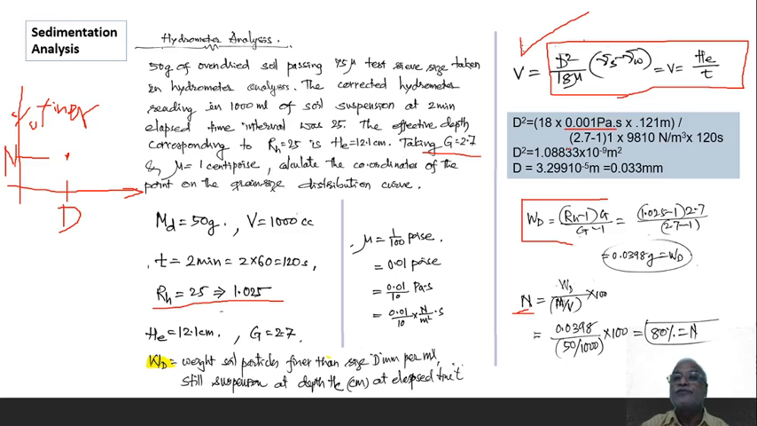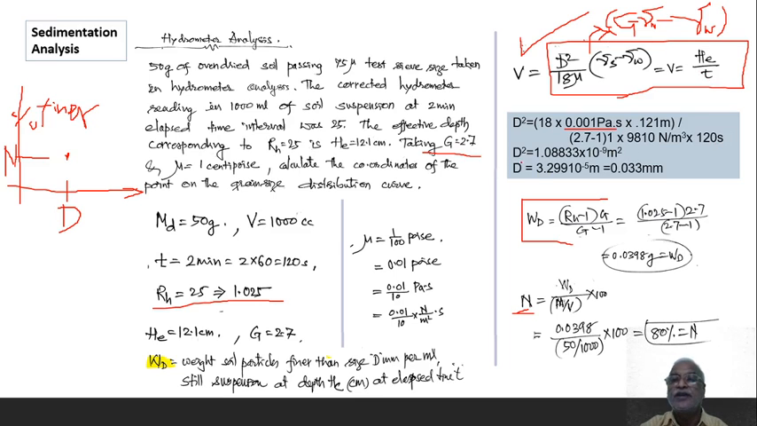Here, gamma s minus gamma w is written as G gamma w. Gamma s is G gamma w, or Gs into gamma w minus gamma w. So this is what is that bracket here, but what I have done is G minus 1 is put inside and gamma w is taken outside. So 2.7 minus 1, gamma w is 9810 Newton per meter cube, multiplied by t, 120 seconds.